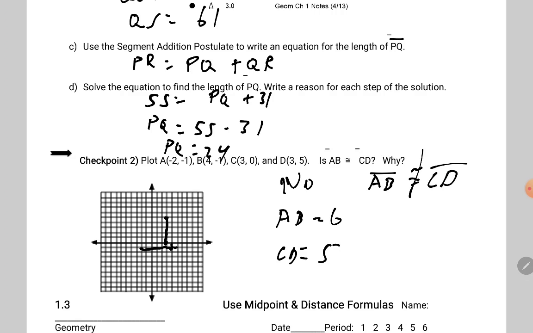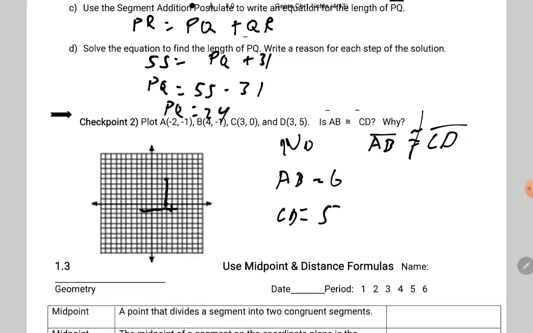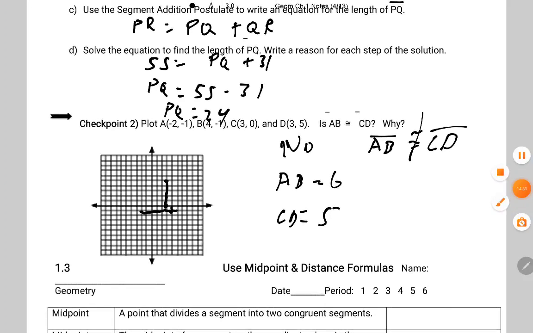Alright, and that's that for section 1.2. Oh yeah, don't forget to label your points. So if you ever have to graph one of these, A was down here. This was B. This was C. That was D. Alright, have a good day.